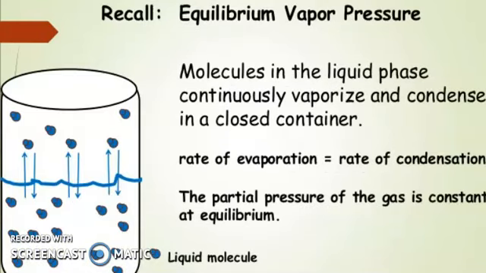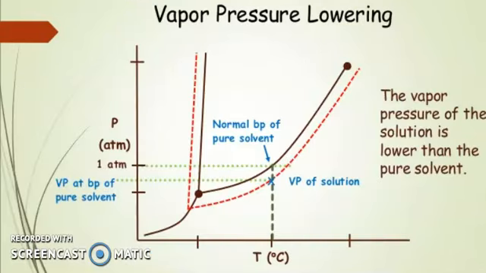Now, equilibrium vapor pressure: molecules in the liquid phase continuously vaporize and condense in a closed container. The rate of evaporation equals the rate of condensation, so the partial pressure of the gas is constant at equilibrium. Now, vapor pressure lowering: the vapor pressure of a solution is lower than that of the pure solvent. You can see the vapor pressure of the solution versus the normal boiling point of the pure solvent. This lowering of vapor pressure is the cause of elevation in boiling point and depression in freezing point.